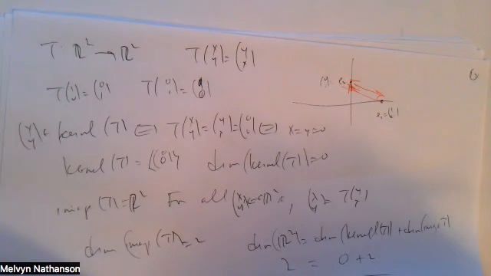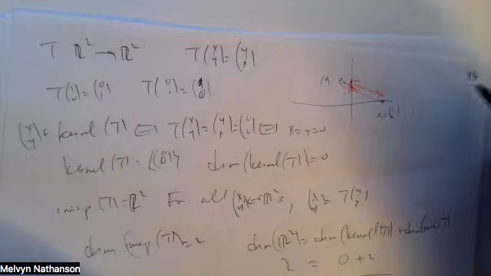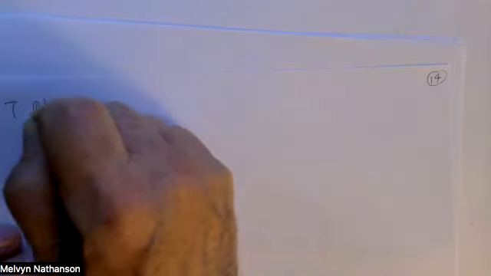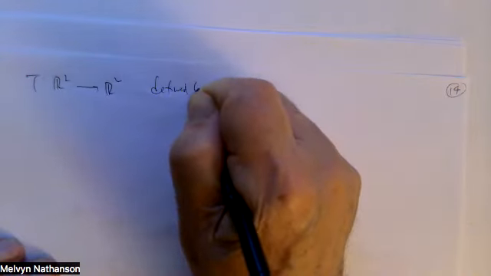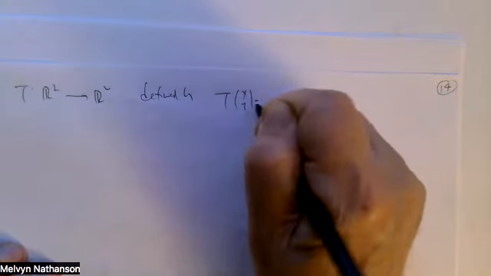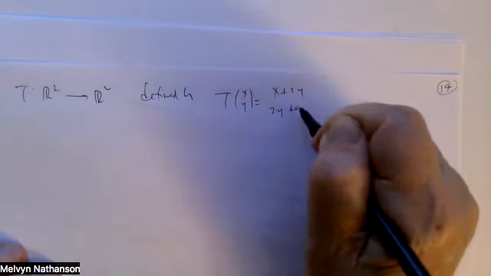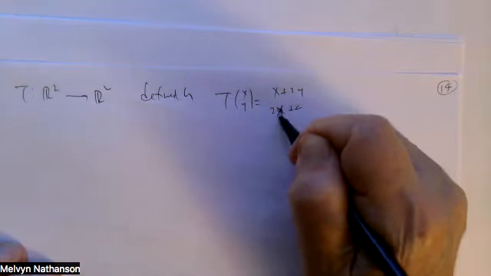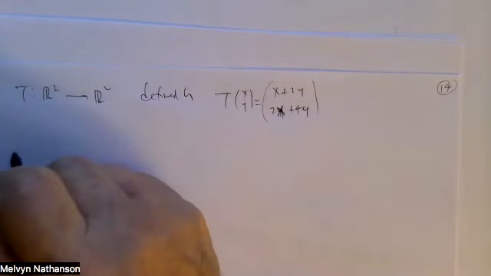Let's look at a slightly more complicated linear transformation. Suppose we have T from R2 to R2 defined by T of (x, y) is (x plus 2y, 2x plus 4y). So what is the kernel?